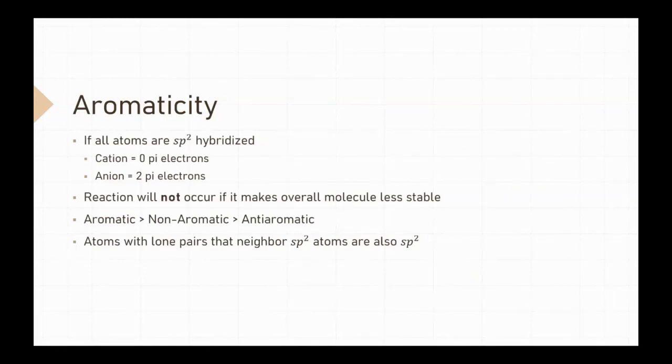Okay, so what if there are anions or cations? A cation just means there are no pi electrons on that atom. An anion means there are 2 pi electrons on that atom. If we're ranking by basicity or acidity, remember the reaction will not occur, or is less likely to occur, if it makes the overall molecule less stable. Also remember that for atoms with lone pairs, the neighboring sp2 atoms are also sp2 because those lone pairs can resonate.